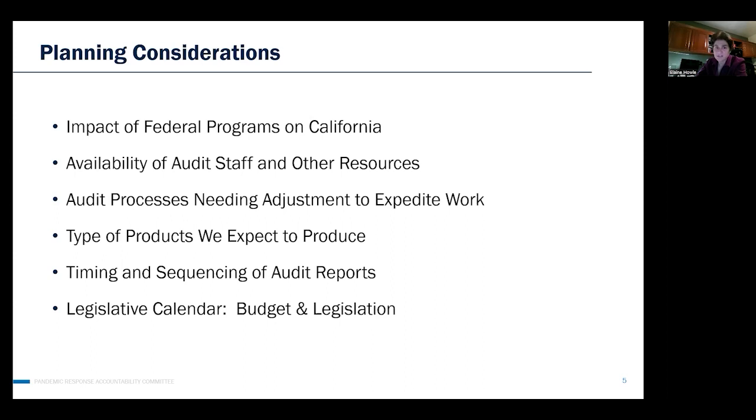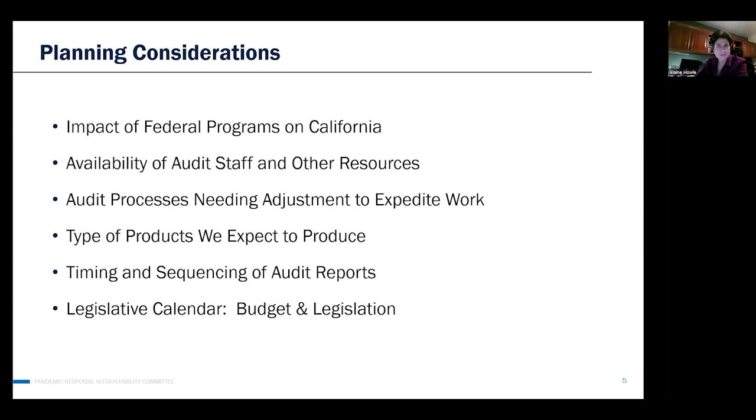We talked about the timing and sequencing of audit reports. This ties to the next bullet as far as legislative calendar. We had to get this audit work done while the legislature was in session during their budget deliberations, because to the extent we had recommendations related to funding, or the legislature determined that they needed to shift some funding or provide additional funding for certain state departments to administer these programs, we needed to get that information to them while they were deliberating, not after the fact.